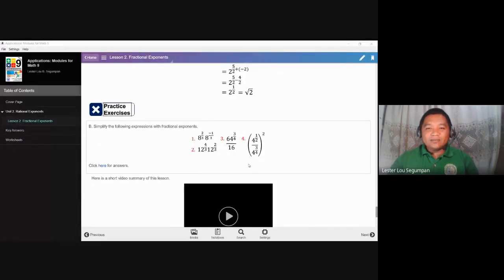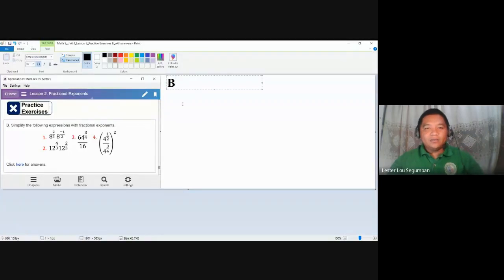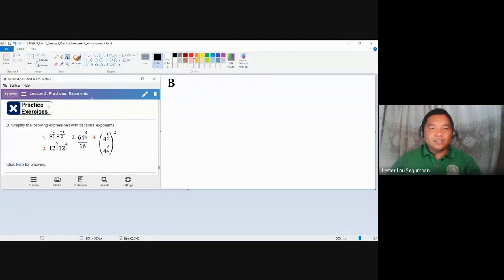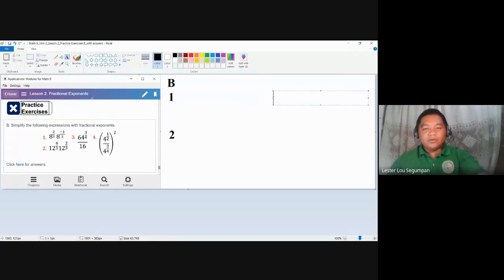So these items here, I already placed them in a paint application software. I'm opening it to you right now so that we could place there our solutions and possible parts of discussions. Let's label it with B. And we have four items: one, two, three, and four.